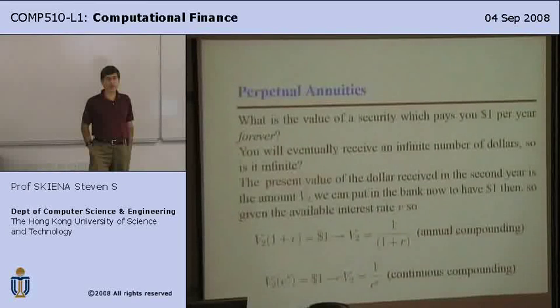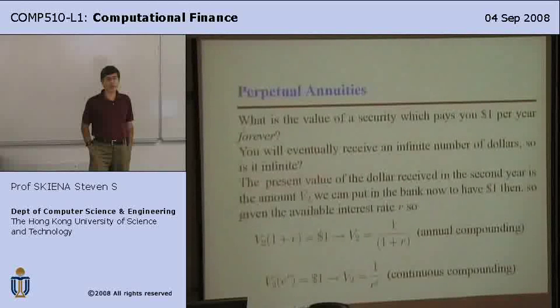Well, it's got to be less than a dollar, right? Because it's got to have the interest on this amount of money. Let's say I put this amount of money, I'm going to call it V2. If I put V2 dollars in the bank now, I want it to be worth a dollar a year from now, right? Suppose the interest rate is R, okay? How much money do I have to put in the bank so I have a dollar a year from now?